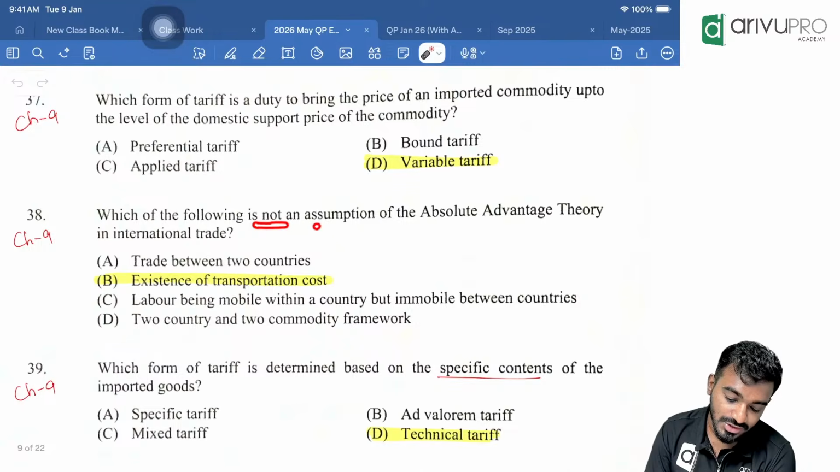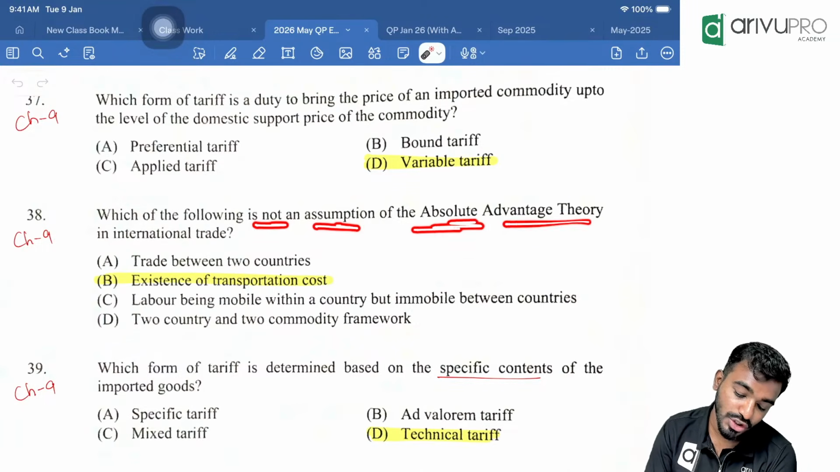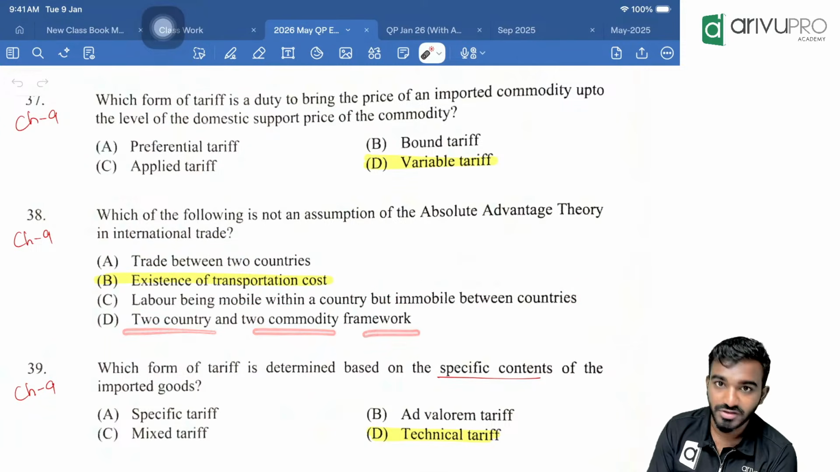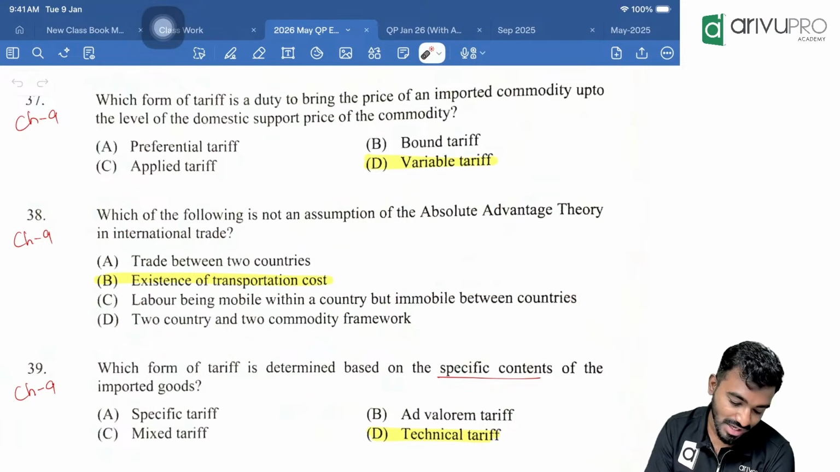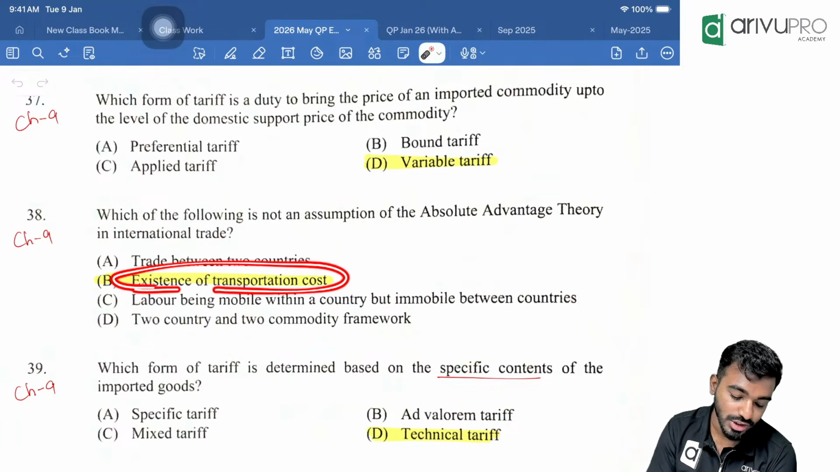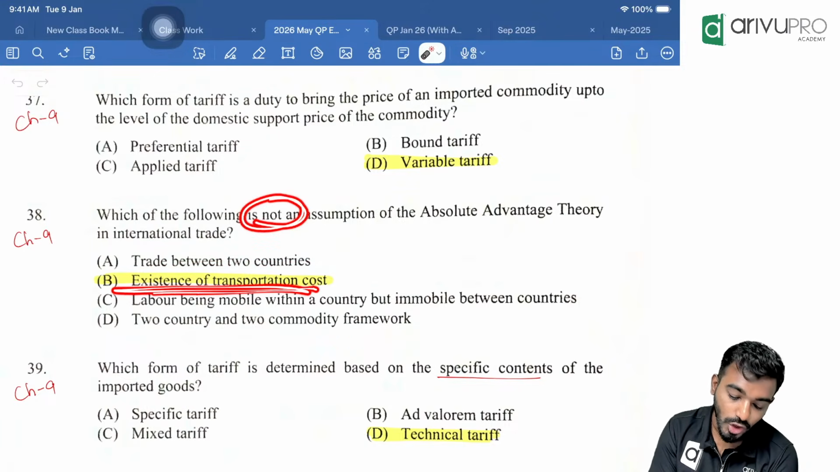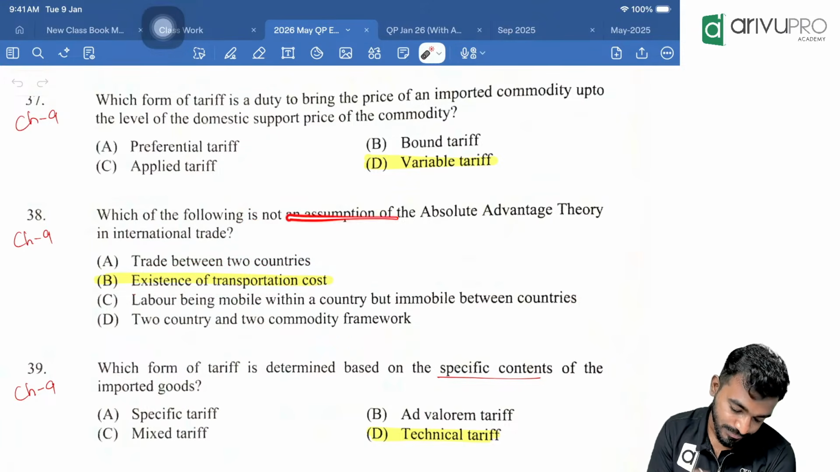Which of the following is not associated with the absolute advantage theory of international trade? It is between two countries. Yes, labor is mobile within the country but immobile outside the country. Yes, two countries have a two-commodity framework. Yes, rice, wheat for India, USA. But the existence of transportation cost, no transportation cost, nothing we spoke there. So this is not an assumption.